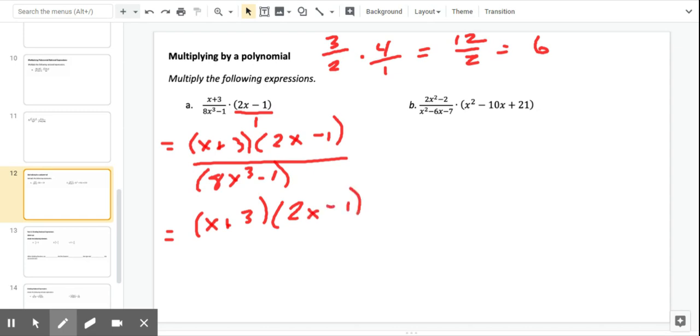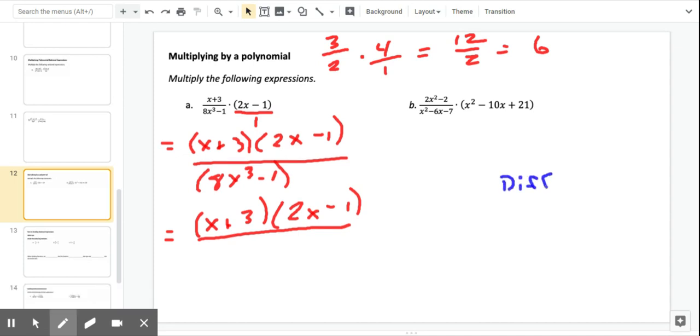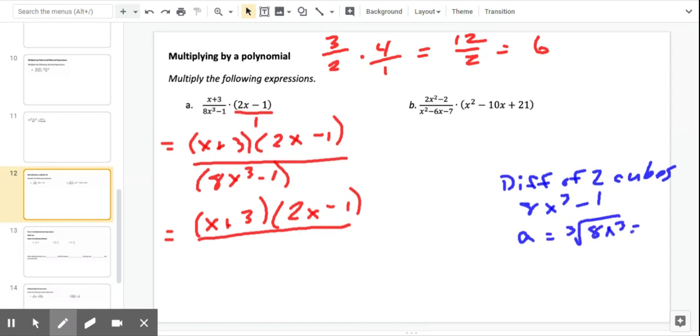All right, the denominator is something that we're going to need to refresh our brains on, difference of 2 cubes. So let's do this over here. So difference of 2 cubes. So we have 8x cubed minus 1. A is equal to the cube root of 8x cubed. Cube root of 8 is 2. Cube root of x cubed is x. B is equal to the cube root of 1, which is 1.